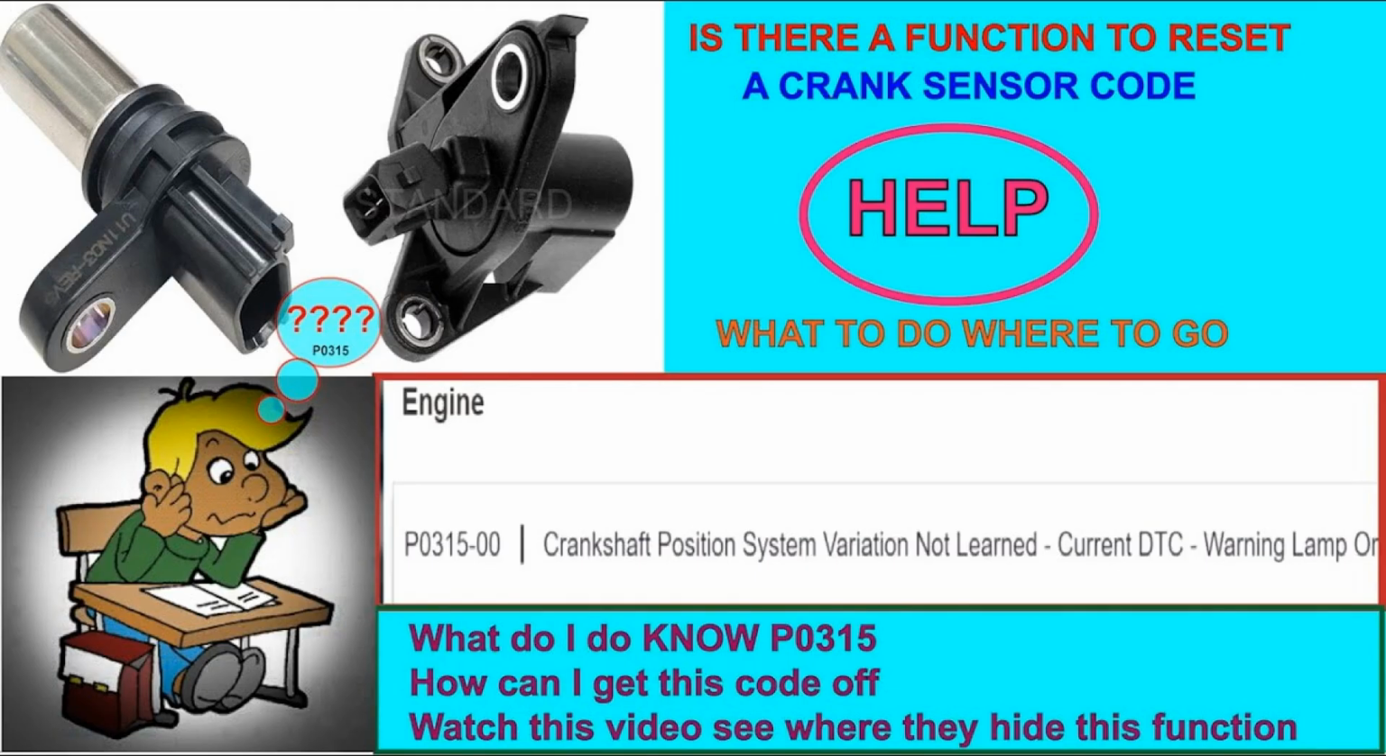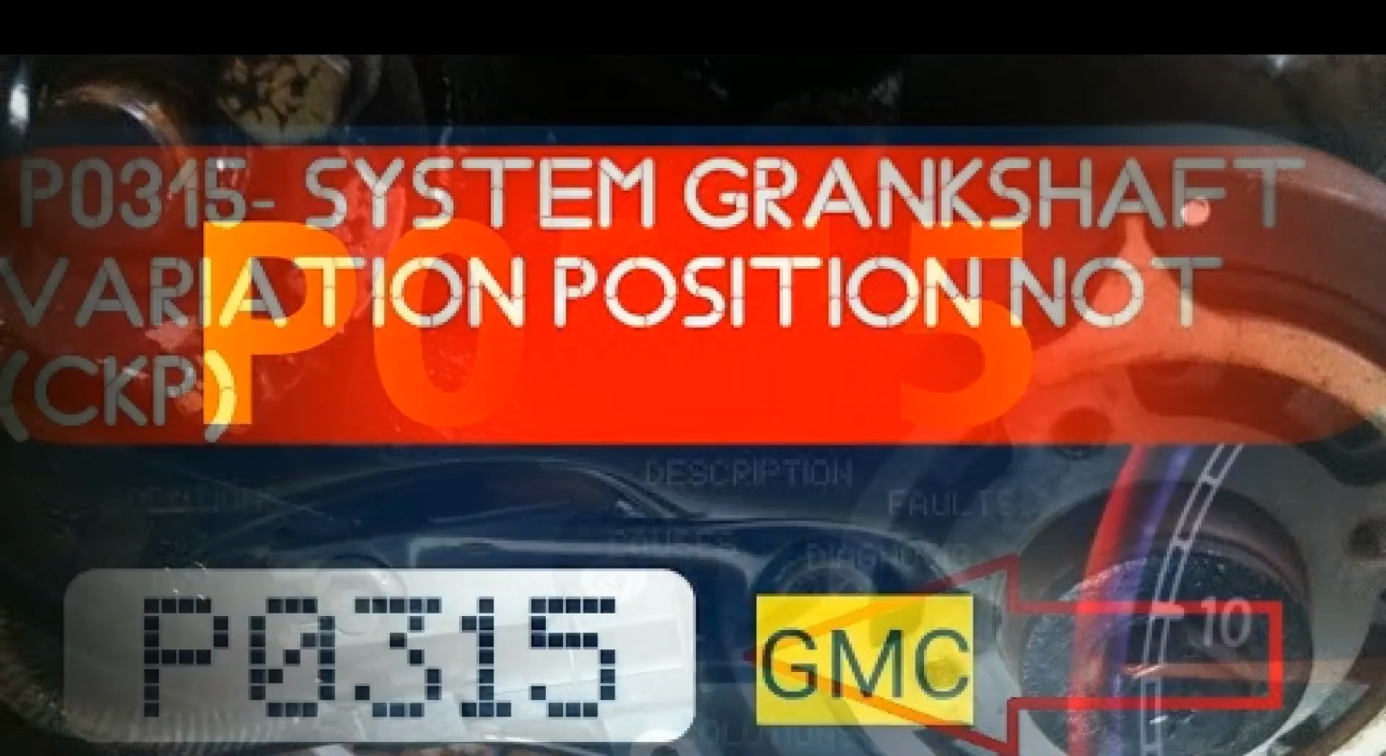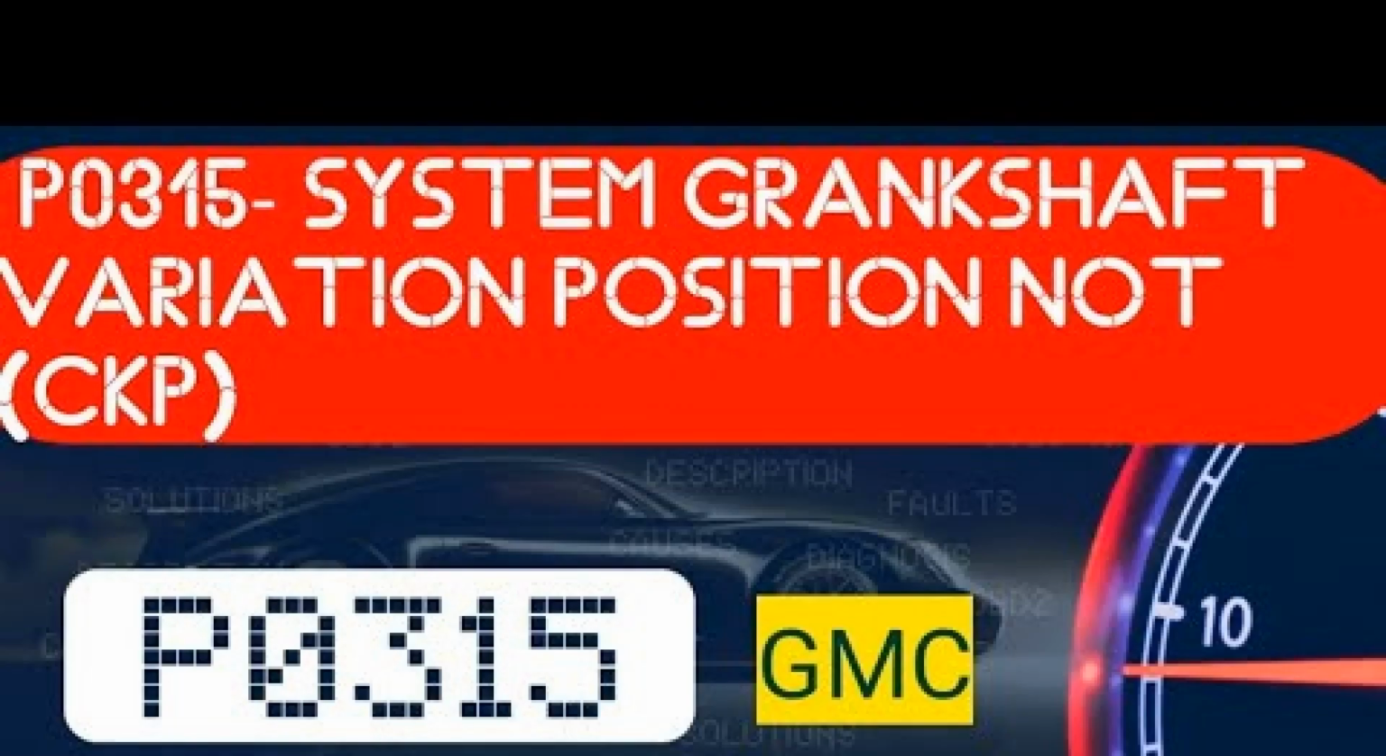What does code P0315 mean? Diagnostic Trouble Code, DTC, P0315 means Crankshaft Position System Variation Not Learned. The crankshaft position sensor measures the speed and position of the crankshaft by means of a gear wheel located on your vehicle's crankshaft or harmonic balancer. The PCM uses this data to calculate ignition timing, fuel injector timing and other functions, such as the operation of the variable valve timing system.